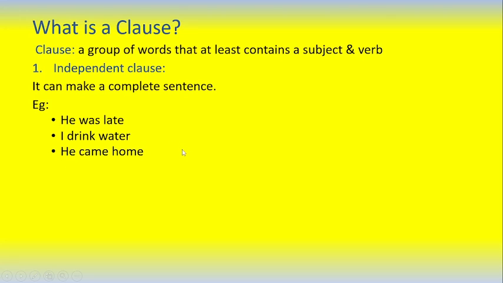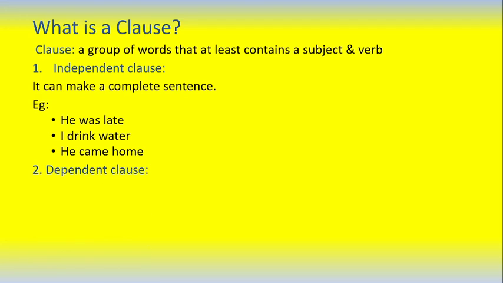So all these sentences speak about a complete meaning. For example, in "he was late," he is the subject and was late is the predicate. There is a verb, there is an object. In "I drink water," I is the subject, drink is the verb, and water is the object. In "he came home," he is the subject, then verb, object. So this is complete. It gives a complete meaning. So it is an independent clause. That means it need not depend on another sentence to make a complete meaning.